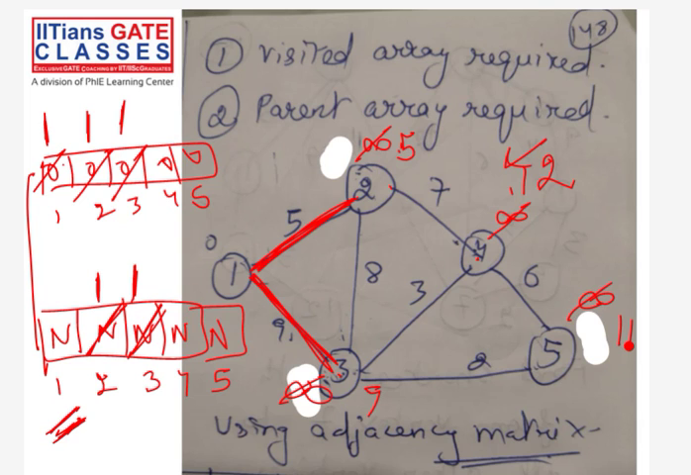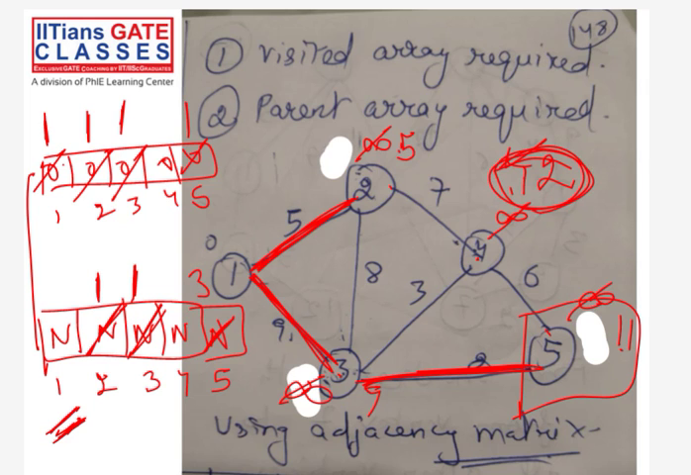Now you have 12 and 11. We'll consider 11 first. So this is visited, the parent of 5 is 3, and this edge is selected. Now from 5 you have to go to 4. That is 11 plus 6, which is 17, and we already have a lesser cost, so we'll not modify. That means the last one will be this node, 5 plus 7, so this node will be visited.